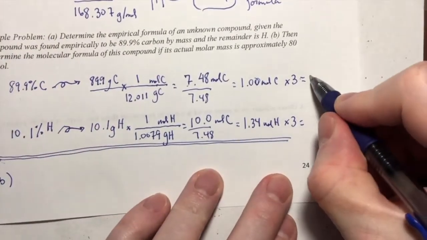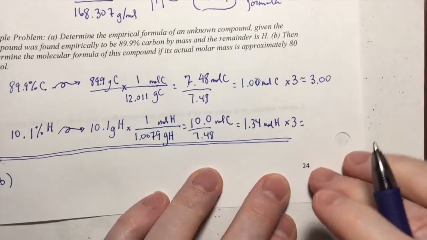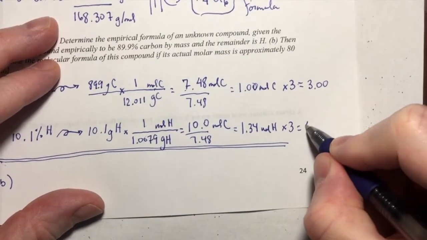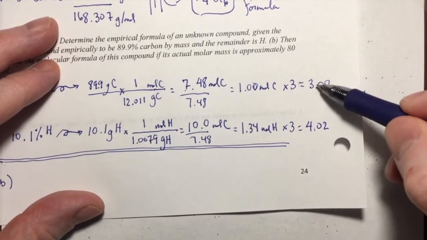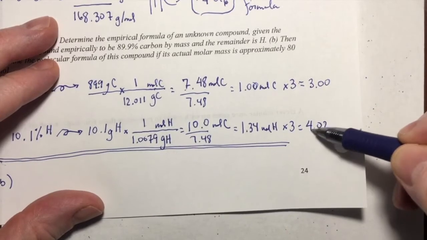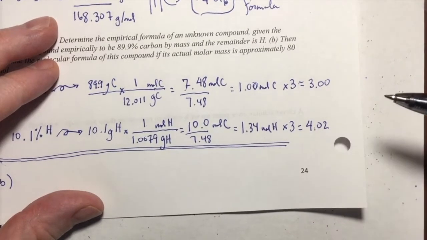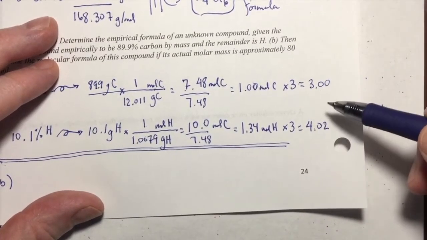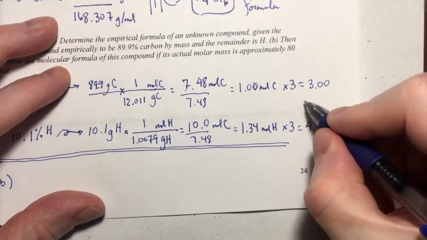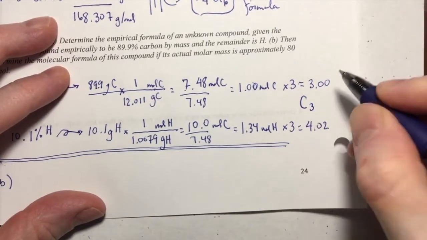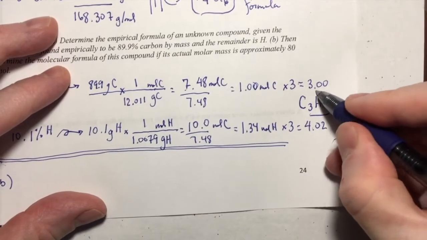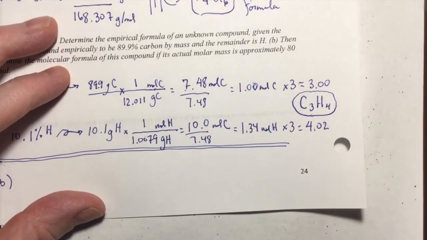Okay, this one becomes 3.00, and this one becomes 4.02. Notice that both of these numbers are now within 0.1 of being a whole number, either higher or lower. So those whole numbers are now going to be my subscripts. So carbon has a 3, hydrogen has a 4. And that is my empirical formula.